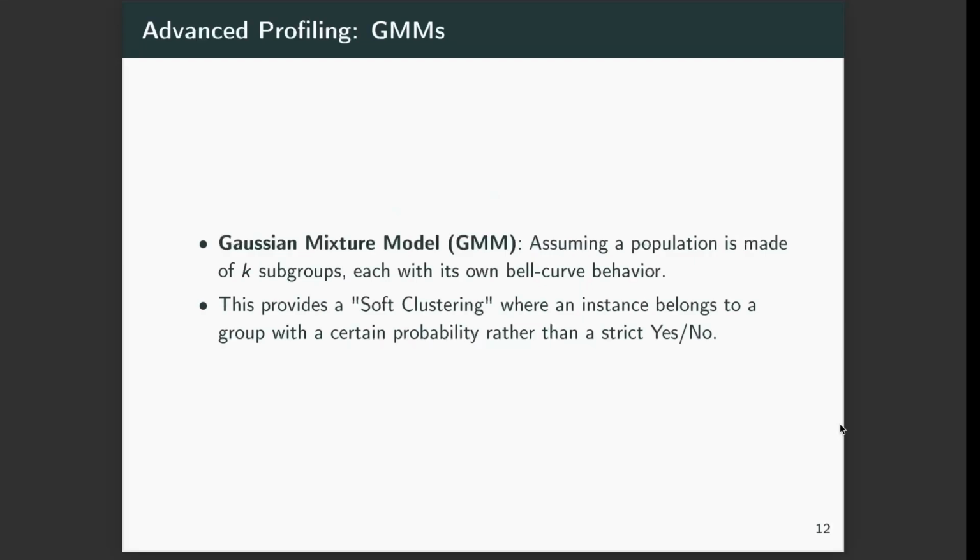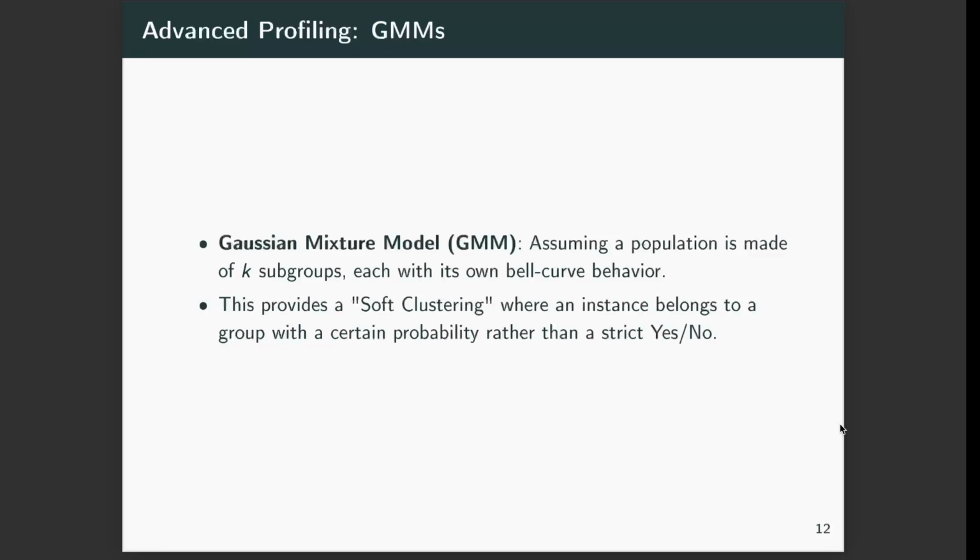Now let us move to a more advanced and powerful profiling technique, Gaussian mixture models, or GMMs. This technique addresses a limitation that both simple averaging and even standard profiling have, namely, what if the population is not homogeneous? What if it is actually composed of several distinct subpopulations, each with its own typical behavior?